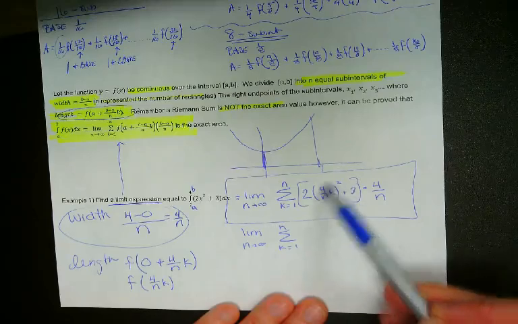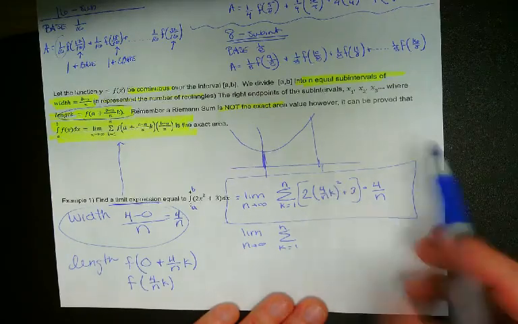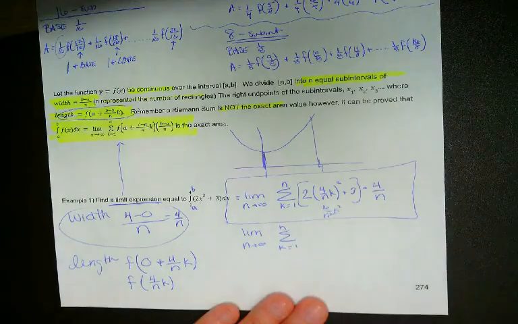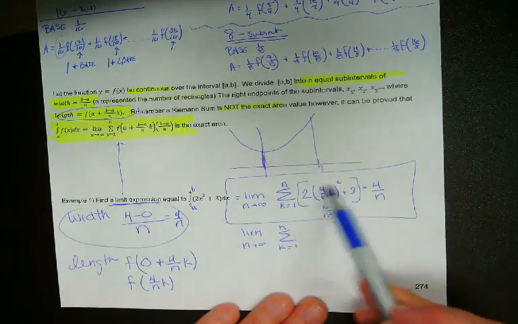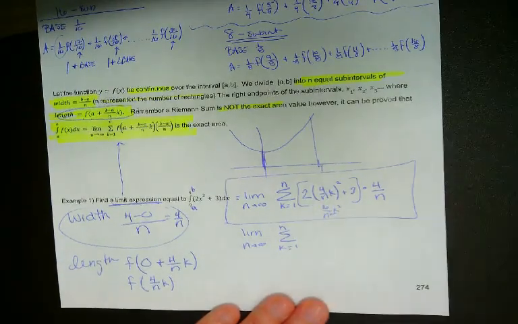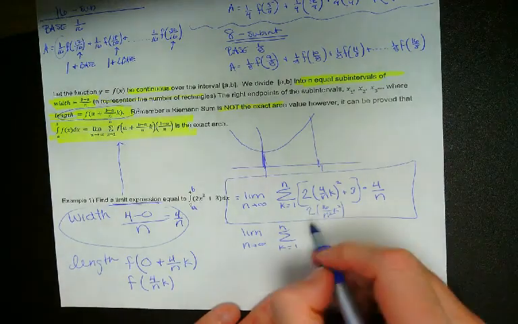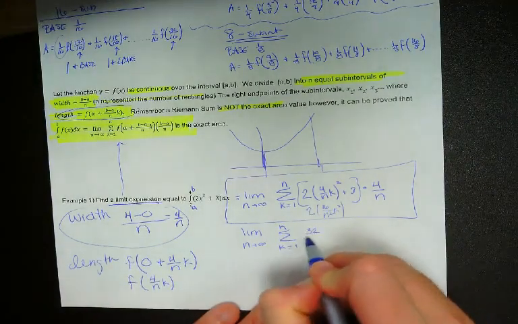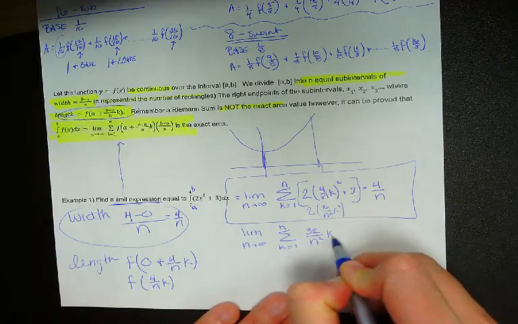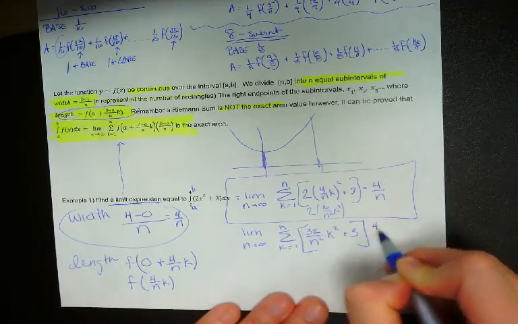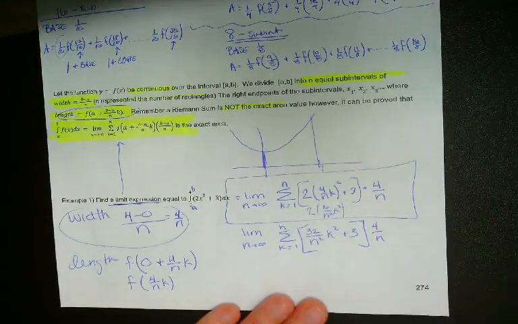PEMDAS, right? I can square this thing. So if I square this, would you agree that's 16 over n squared k squared? If I just square this term, bottom side. And then I have to multiply it by 2, it says. So I'm going to say this could be 32 over n squared k squared plus 3. Only if I didn't see my choice, times 4 over n.